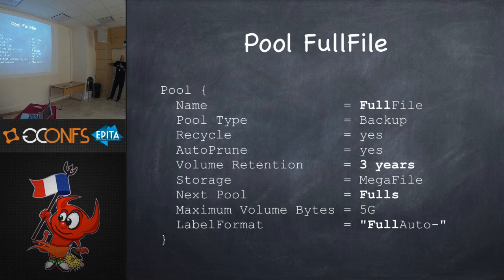So here's what my full file backup looks like. I keep everything for 3 years in that pool, and on disk it's 5 gig max. Use whatever size you think makes sense. It doesn't make sense to have a max size that's way more than your usual backup or way less than your usual backup. So have it be a multiple type thing. If you're doing 100 gig backups all the time, if you have a 20 gig volume file, that's not unreasonable.